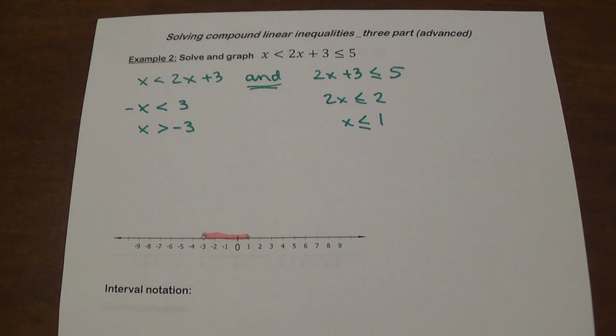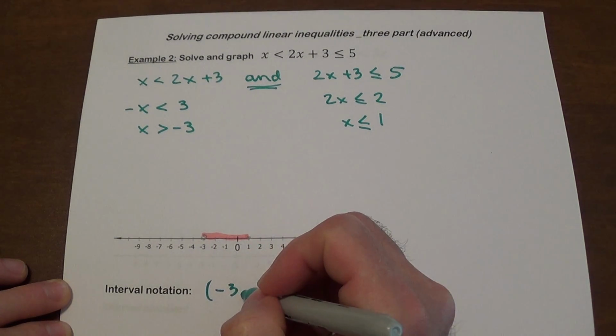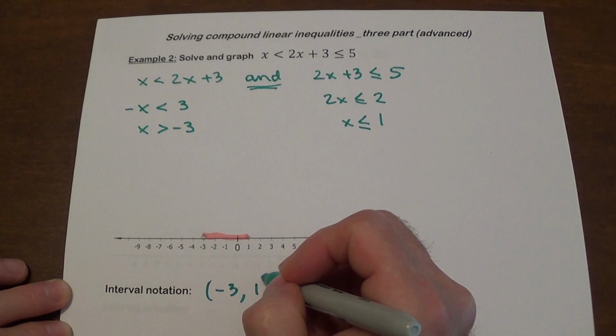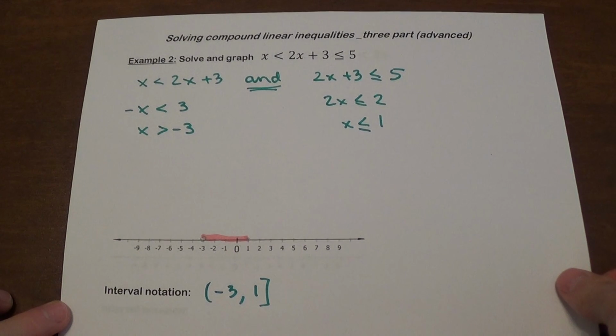The interval notation is very similar to what we had in the previous problem: from negative 3 with a parenthesis to 1 with a bracket. Okay, moving on.